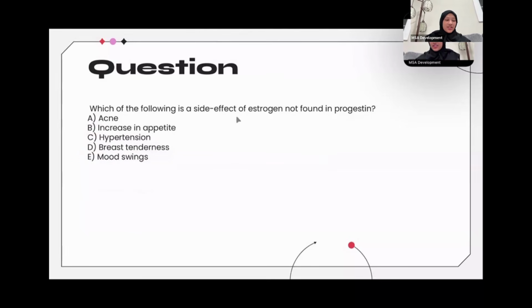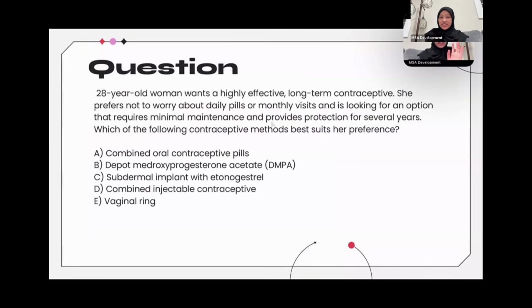Which of the following is a side effect of estrogen not found in progestin? Hypertension is not unique. Everything is the same together.